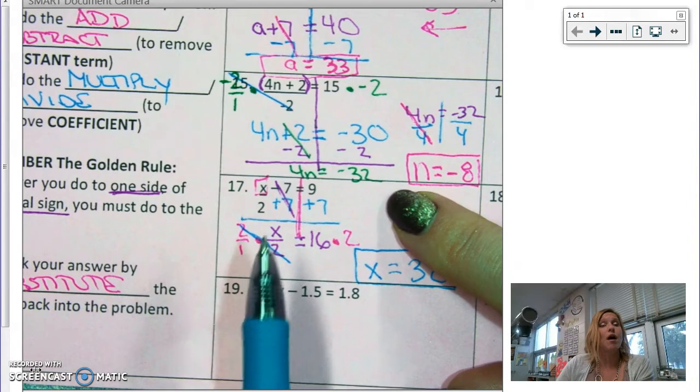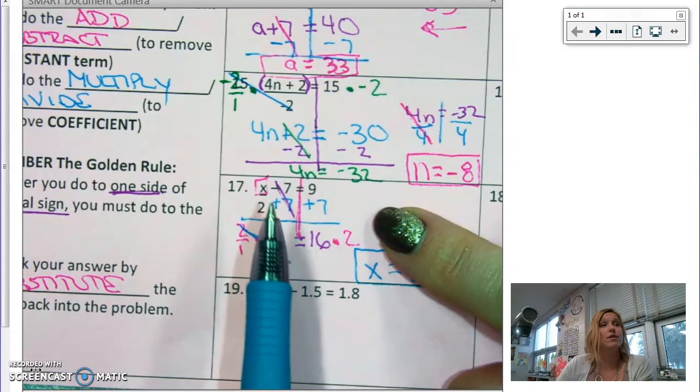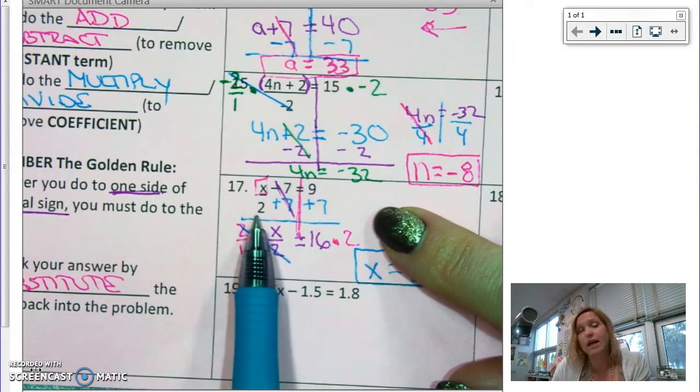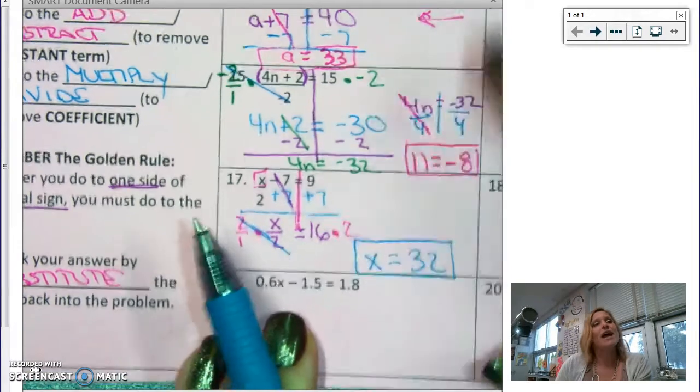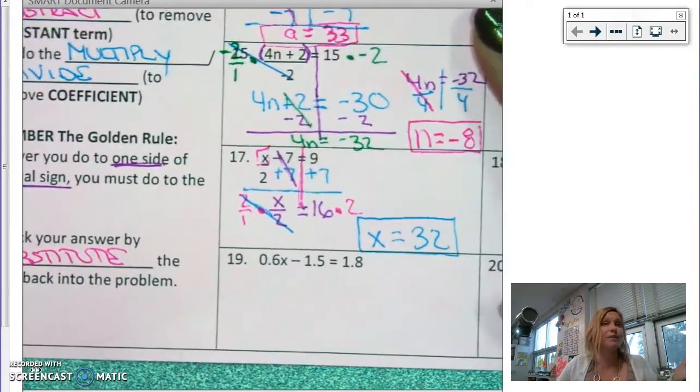This is just a simple two-step equation with subtracting and division. And we just did the opposite. We did adding and multiplication. And the last problem is a decimal. We do the same thing with a decimal.